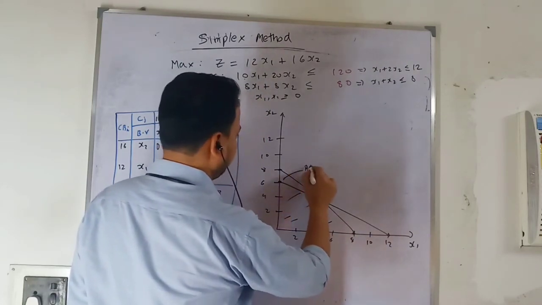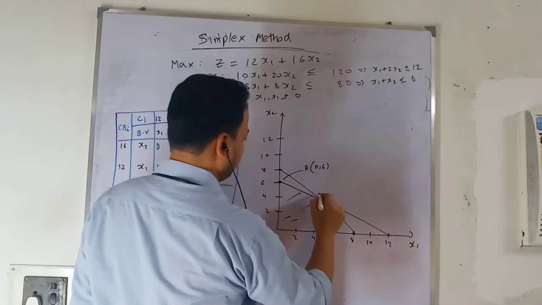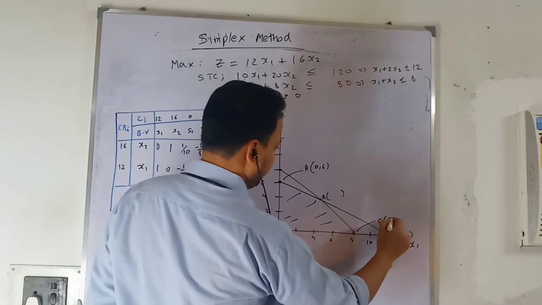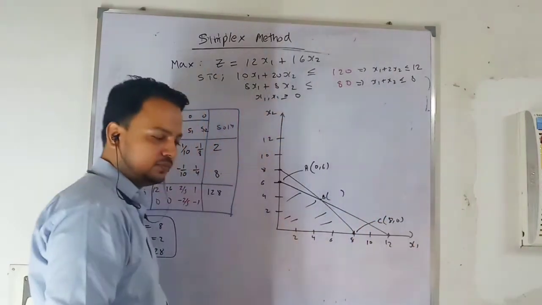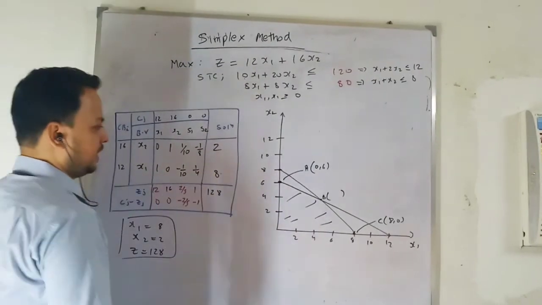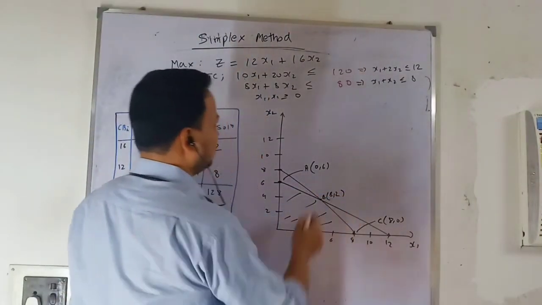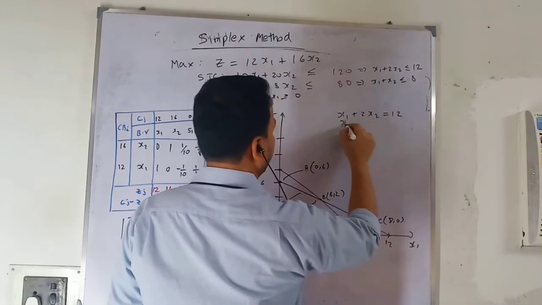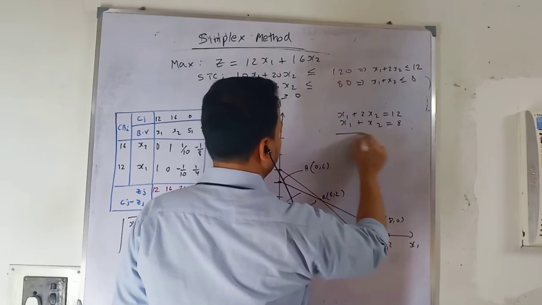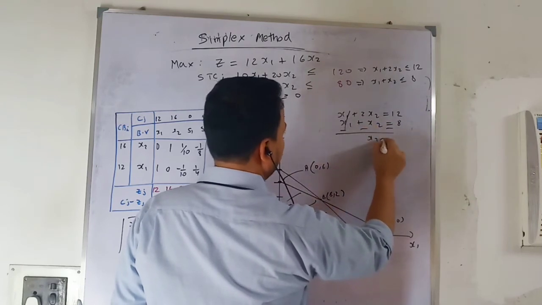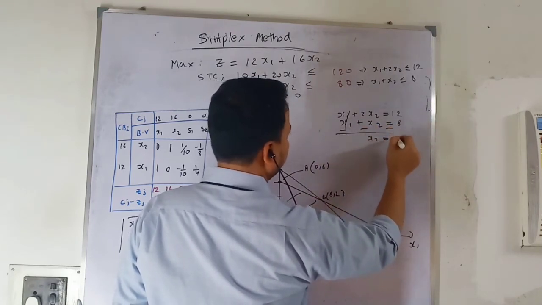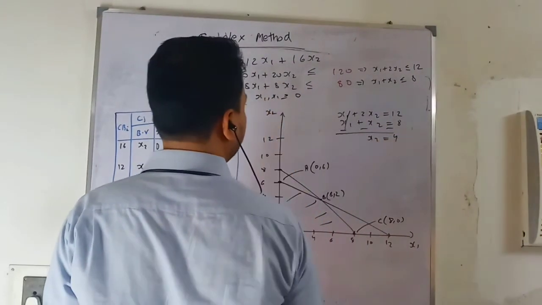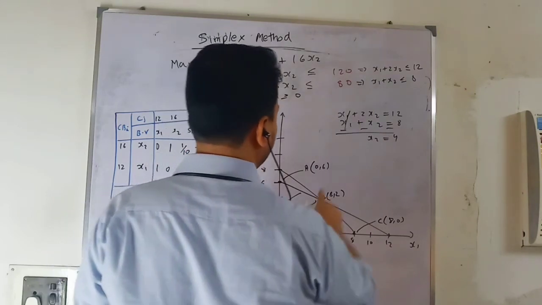You have point A here, which is 0,6, point B, and this is point C, which is 8,0. What will be point B? I am saying that it is 8,2. Check it. Check for this one: x1 plus 2x2 equal to 12, x1 plus x2 equal to 8. So x2 equal to how much? Why are we getting 4? Because I reduced this into this thing. Let me check it.